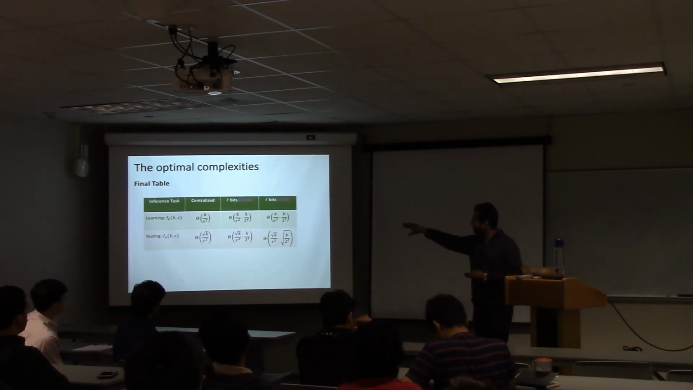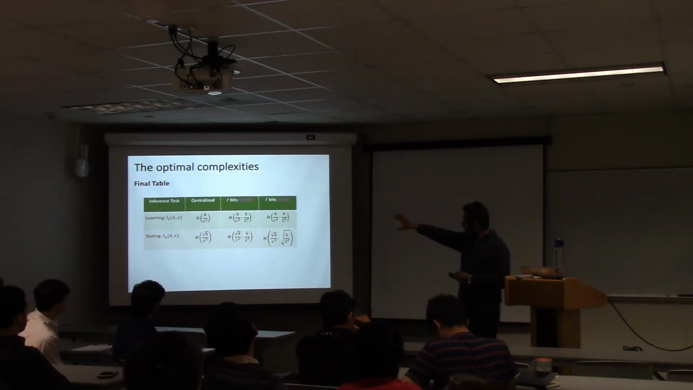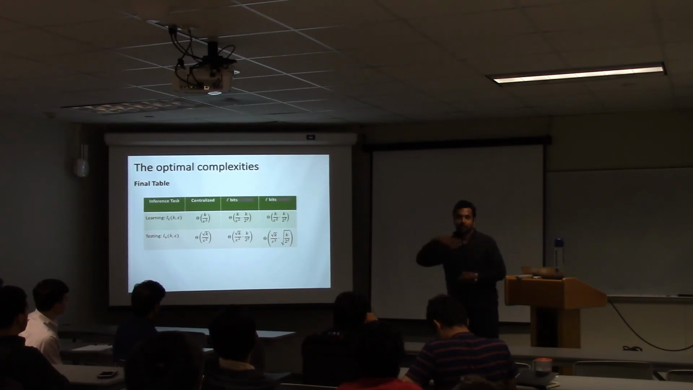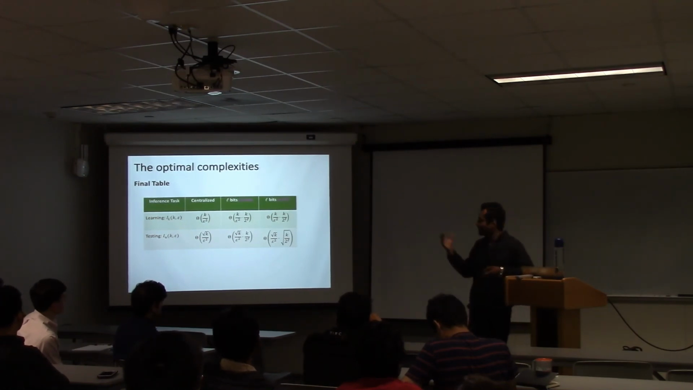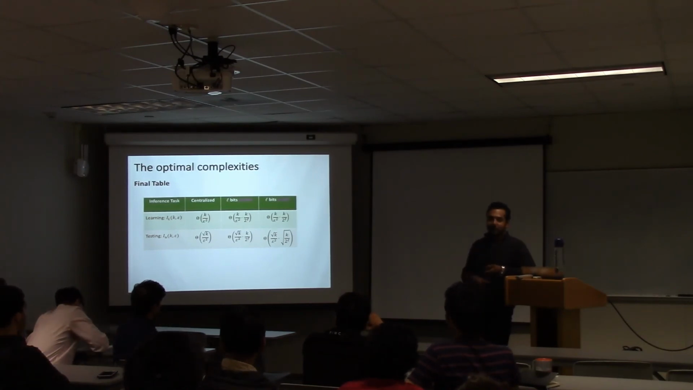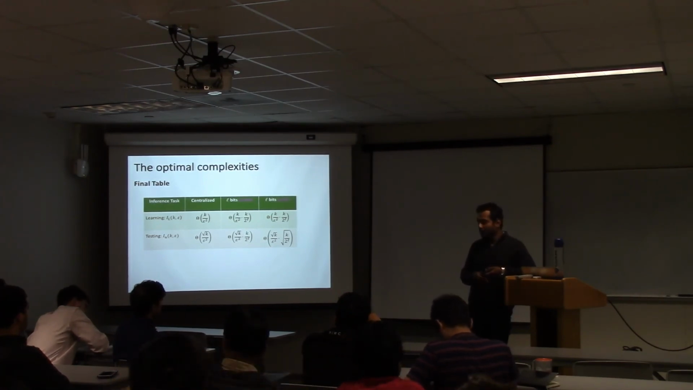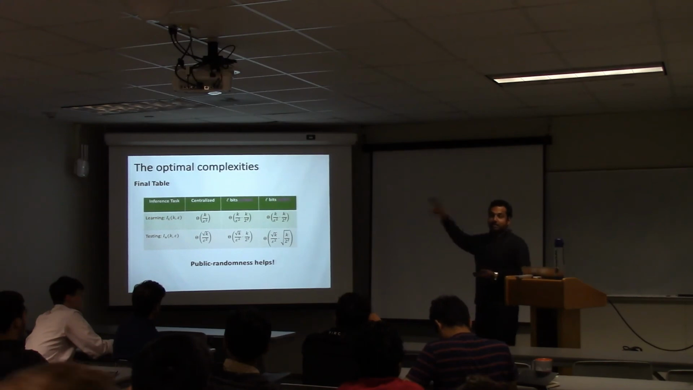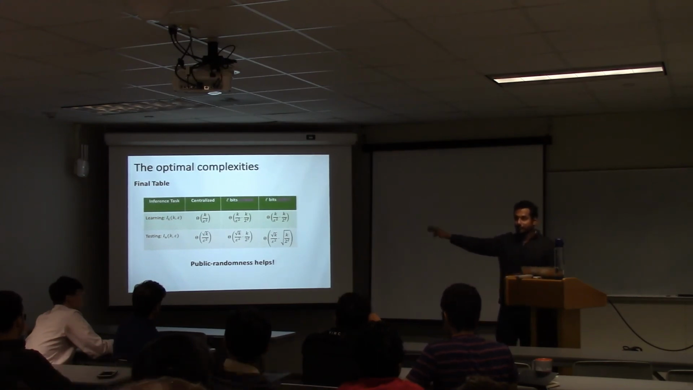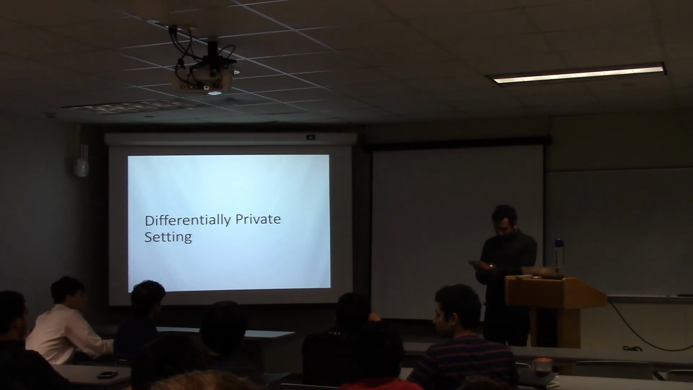So now we know the exact upper and lower bounds for the tasks of learning and testing uniform distributions, and we showed a gap between private and public coins, which is pretty significant here. For learning, there is no gap. For testing, there is a gap. For other tasks, we don't know when public randomness helps, when it doesn't. That's a great kind of question. So here, public randomness does help for testing. For learning, it doesn't.